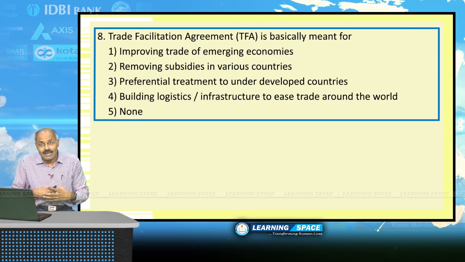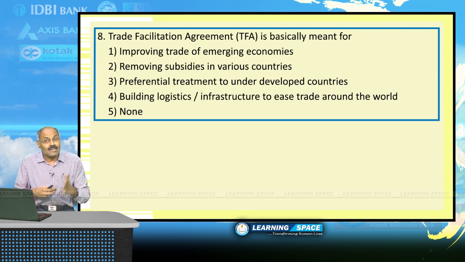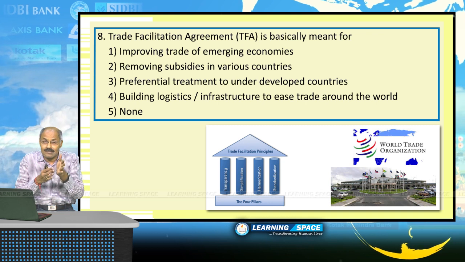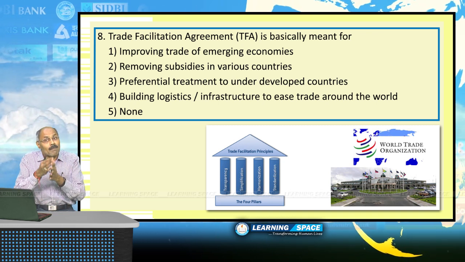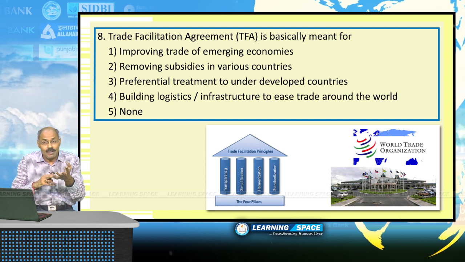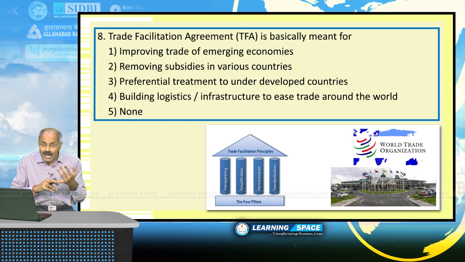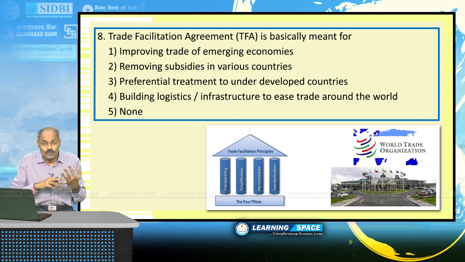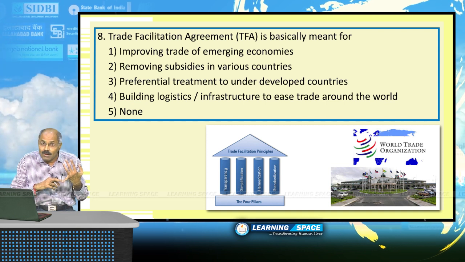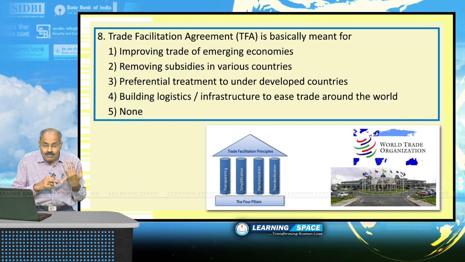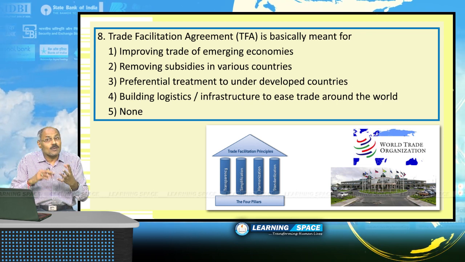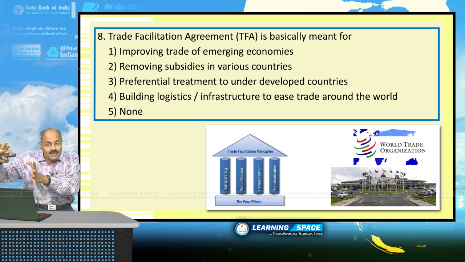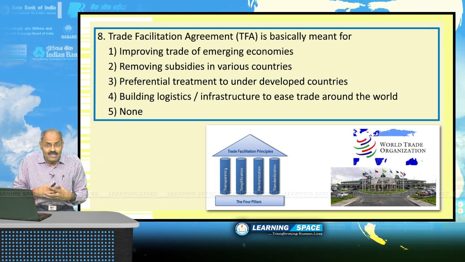Trade facilitation agreement is easing trade between various countries. Easing trade means reduce the barriers, reduce the paperwork, ensure transparency. There should not be corruption. Improve the logistics in the ports. When a ship comes from another country, it should be unloaded early and relieved immediately. So, these all come under trade facilitation agreement.